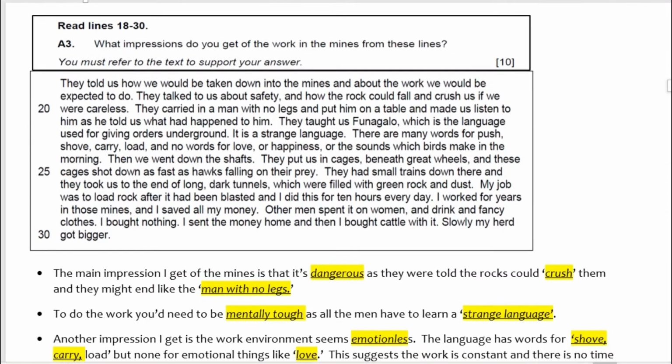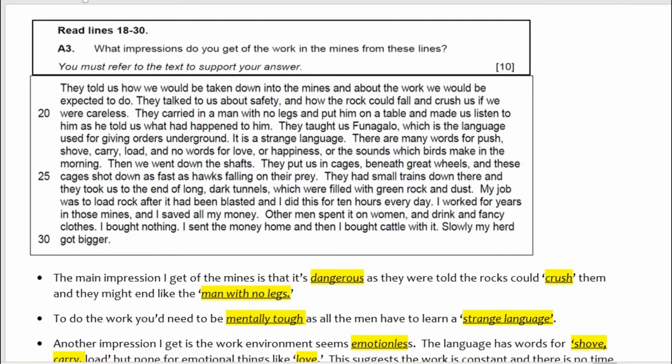Okay, question 3 will either be a how question or an impressions question. In this case, it's an impressions question, which basically means what impressions do you get of the work in the mines? So what do you think of the work in the mines? What is your opinion of the mines based on these lines? Again, it's 10 marks. So in this case, you'll be looking at 7 to 10 quotes, 15 minutes if we can. Remember, if the impressions question is worth 5, you do 4 or 5 quotes, 5 or 6 minutes. So again, read the extract if you want to.